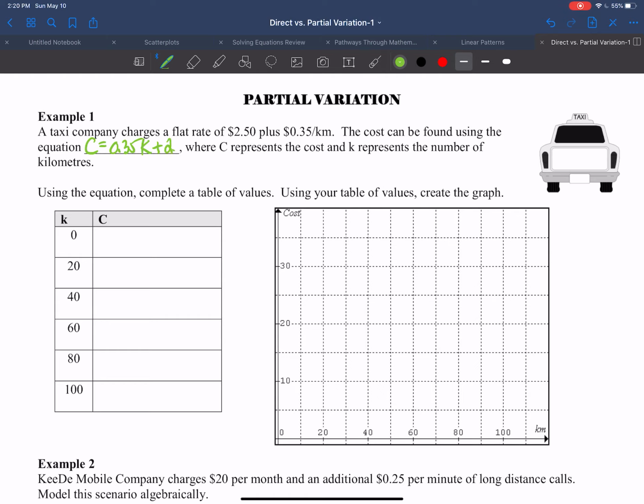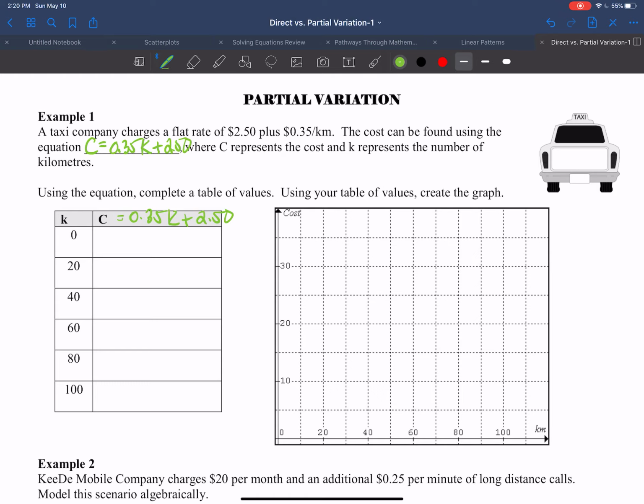And no matter what, as soon as you get in the cab, it's going to cost you $2.50. So our equation, 0.35K plus $2.50. So as soon as you get in the cab, it costs you $2.50, even if you don't drive anywhere. So if you get in the cab and decide you don't want to go where you're going to go and you get out, they're still going to charge you $2.50.